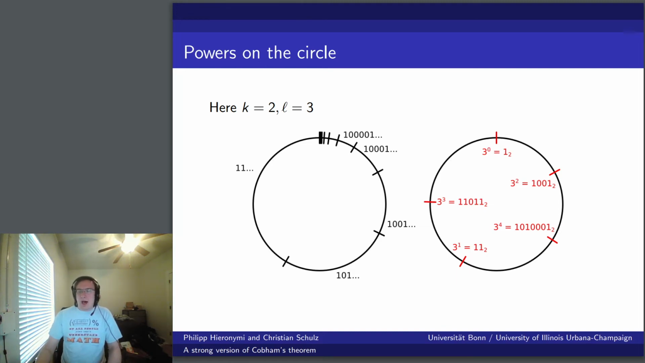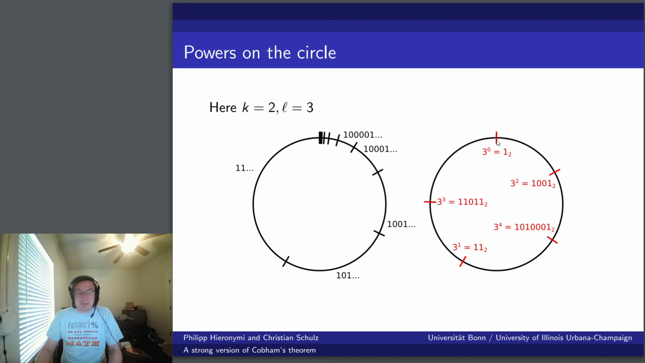So, this is the circle of fractional parts of base k logarithms. And on the left, what I've done is I've partitioned it based on how the base k expansion of a number begins. So for k equals 2, here we have the things that start with 1, 11, 101, 1001, and so on, and these get smaller and smaller as they approach this sort of branch cut here. And then on the right, what I've done is I've labeled where on the circle various powers of L fall.